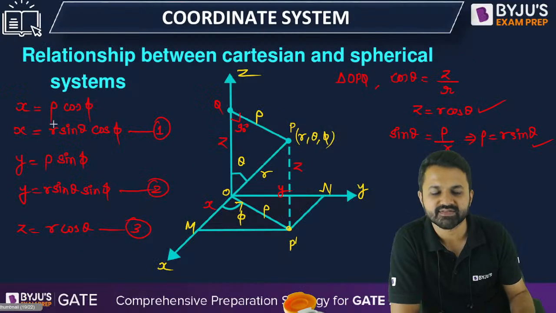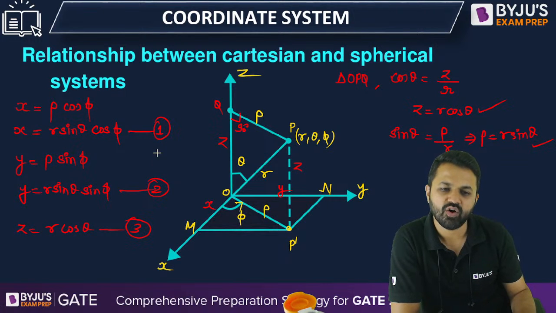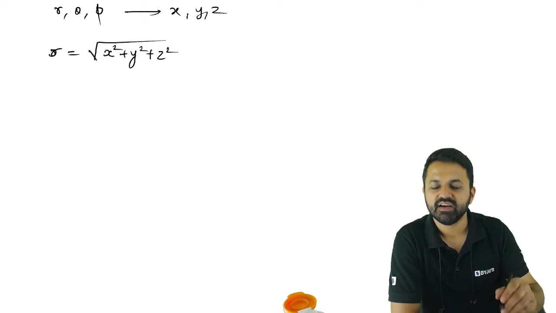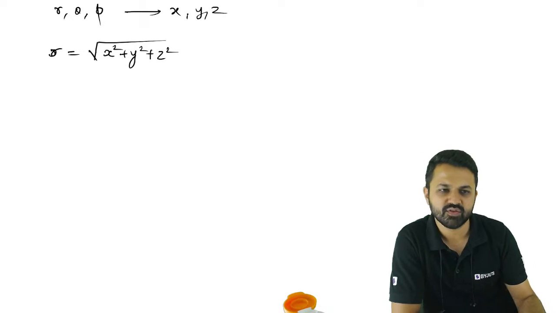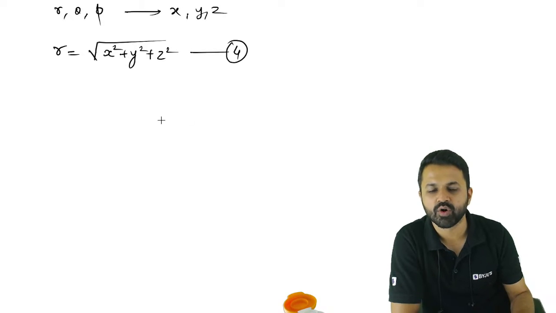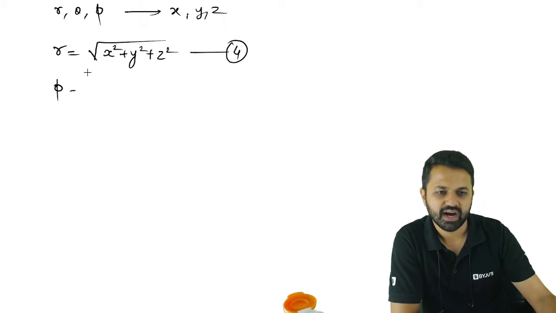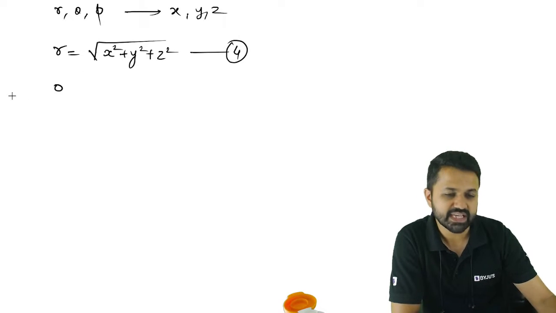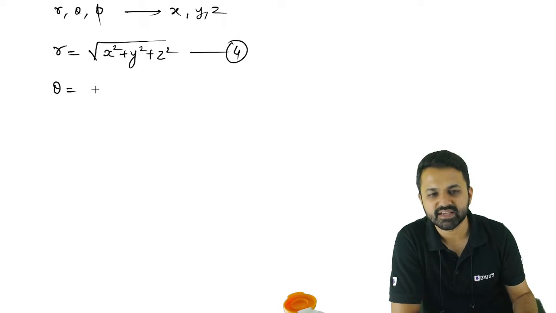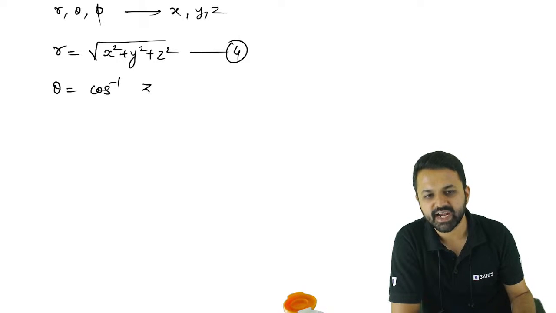How are you getting these values? When you square the three equations 1, 2 and 3 and add them, then you will get the value of r. So put this as equation number 4. Then theta: after r, we always have to calculate theta, in this sequence you have to write. So theta is nothing but cos inverse z upon r, but what is r here, root of x square plus y square plus z square.